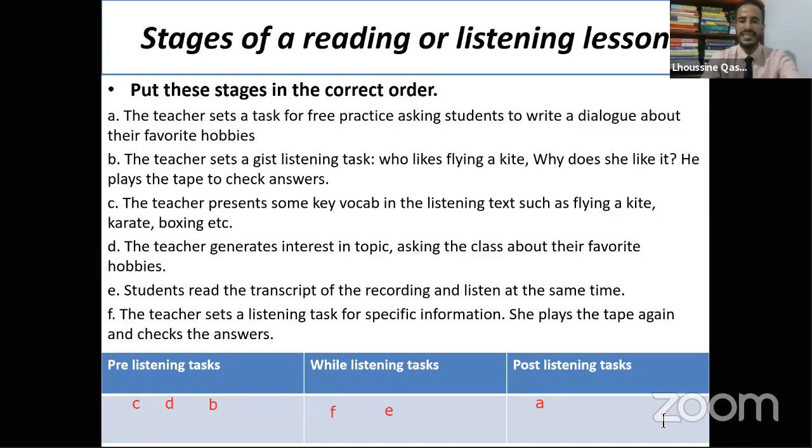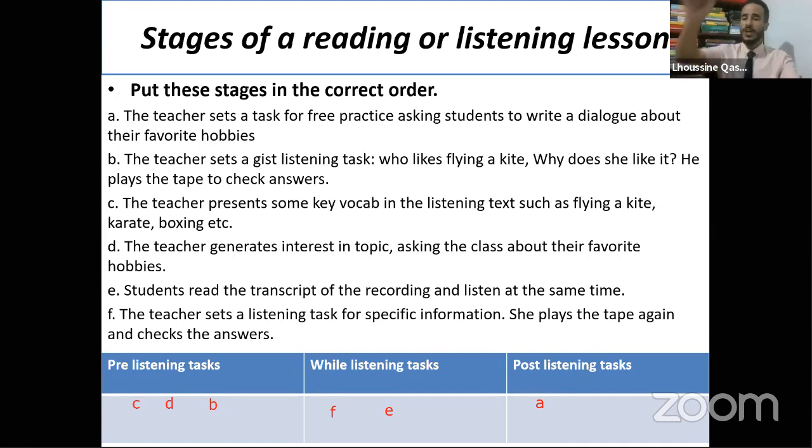Who likes flying a kite? Why does she like it? He plays the tape to check. Nadia said both. I would go for Nadia's answer, both. Because before listening, okay, and then they listen. Because here you are asking them. But if you are asking about the text, then it is the while.